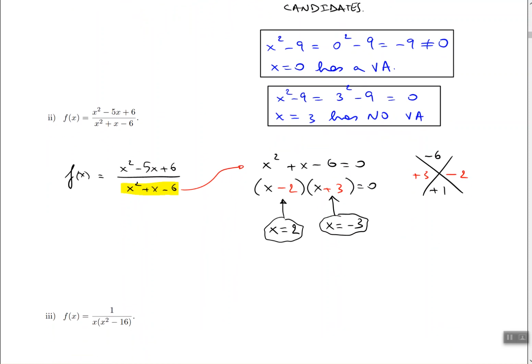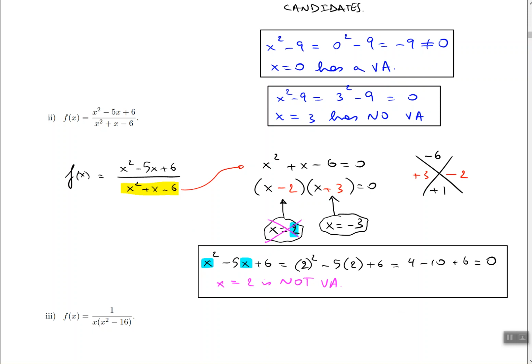Let's test it out. Take your numerator, x squared minus 5x plus 6, and plug the number 2 into all the x's. What do you get? You get 2 squared minus 5 times 2, plus 6. Is that going to be 0 at the end? Let's find out. 4 minus 10 plus 6. It is 0. This is kind of bad. It means 2 is not a VA, because it made the numerator and denominator both equal to 0.